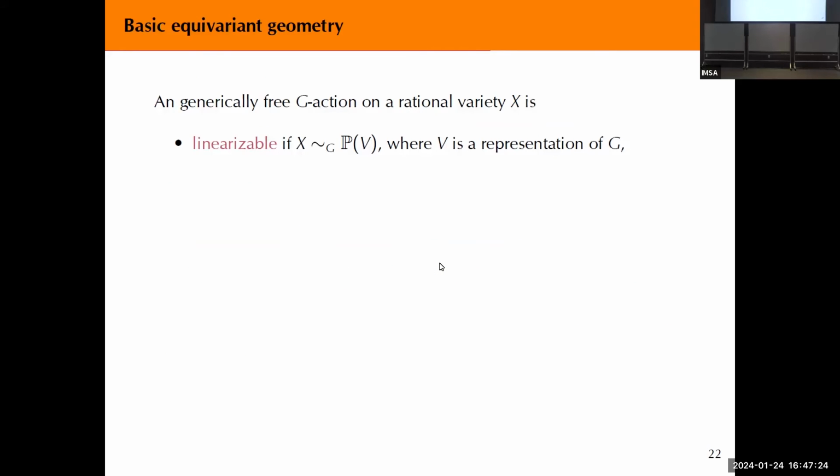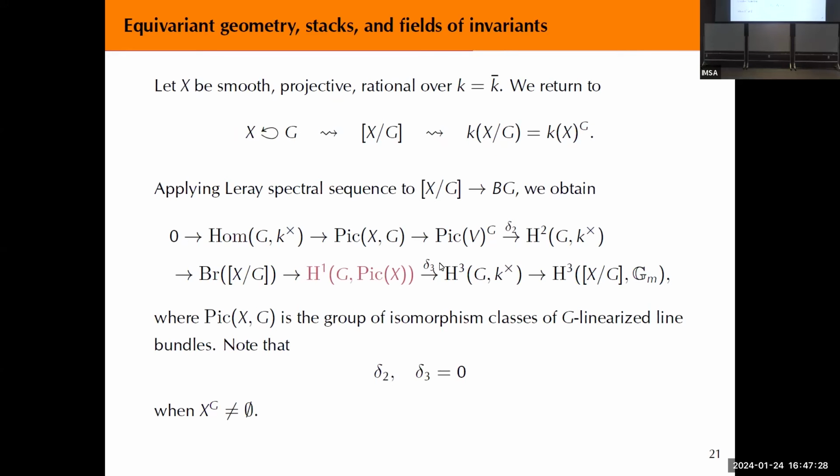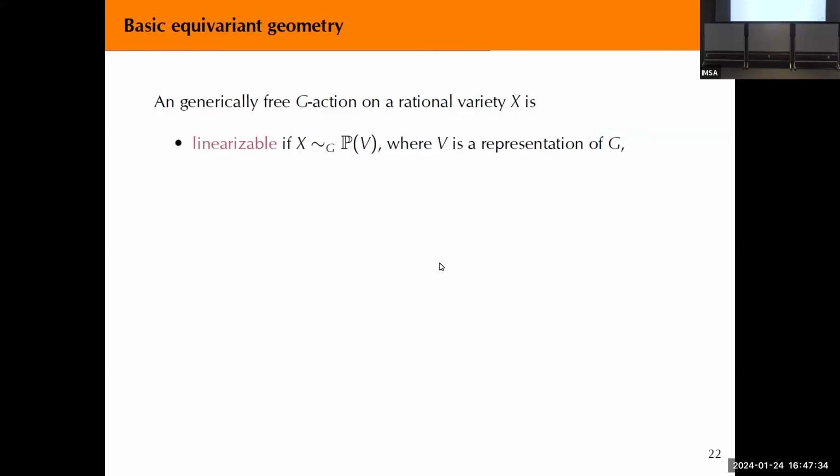And so now that we're looking at G actions, I should tell you a little bit about the basic questions in equivariant geometry, dynamic geometry. You want to understand whether some action on a rational variety is equivariant birational to an action on projective space. Then these are representations of G, and this is an honest linear action.